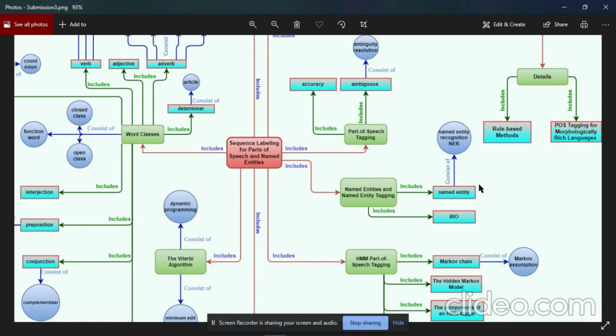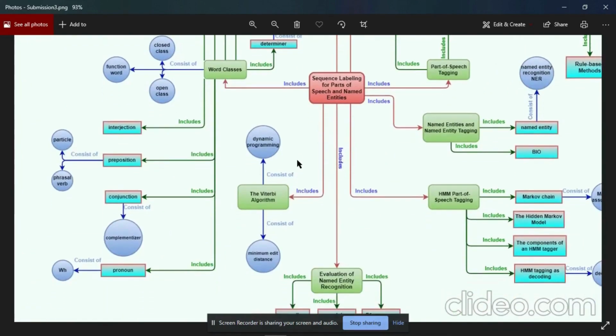So, sequence labeling of part of speech and named entity chapter includes the Viterbi algorithm. Here, the Viterbi algorithm is the decoding algorithm for hidden Markov models. It consists of dynamic programming and is like the minimum edit distance. The algorithm takes the observations of length T and a state graph of length N, takes the parameters, and returns the best path and path probability.